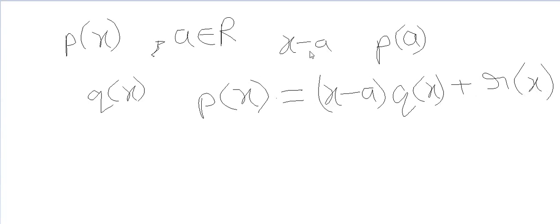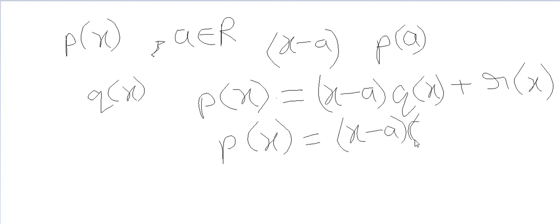Here our divisor is x minus a, which is a polynomial of degree 1, and the remainder will have a degree less than the degree of our divisor. So if the degree of the divisor is 1, the degree of the remainder would be 0. That means the remainder would be constant. Let that constant be equal to r. So we can write p(x) is equal to (x minus a) times q(x) plus r.